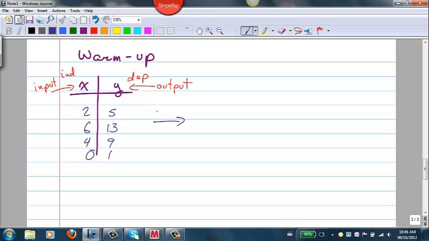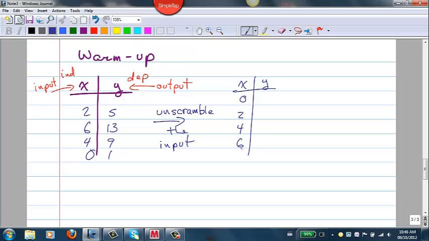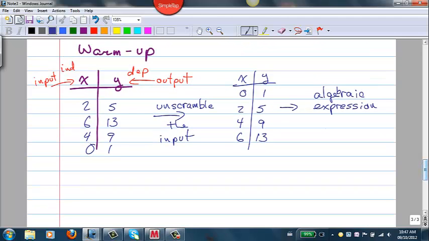So first thing we need to do in order to figure out a rate of change is to unscramble that table of values. Might as well put the independent variables in order. So 0, 2, 4, 6. Then move the dependent variables to the right spot. So that should be 1, 5, 9, 13. And then figure out the rate of change there. We'll get an algebraic expression once we figure out the rate of change.